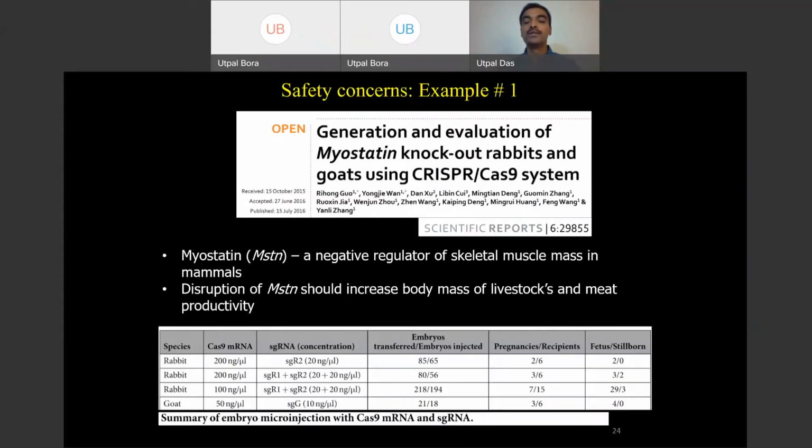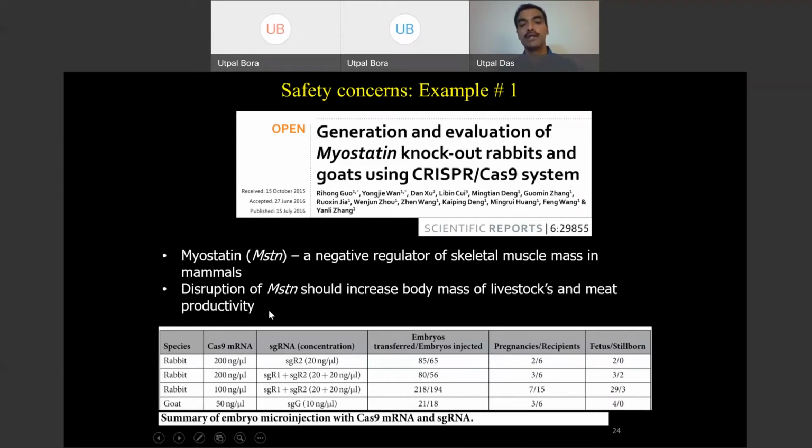Okay, so that could give you some idea of what is happening in this genome engineering world nowadays. One of those examples is a paper that was published in 2015 and 16 from a Chinese group. They wanted to do a very cute little experiment: to inhibit or knock down myostatin genes from rabbits and goats. Why did they want to knock down myostatin using the CRISPR-Cas9 system?